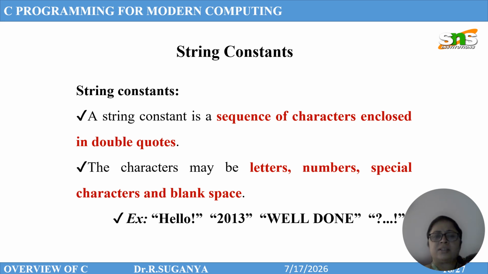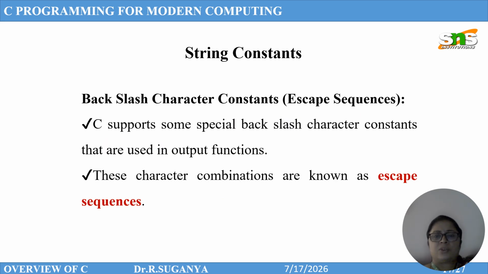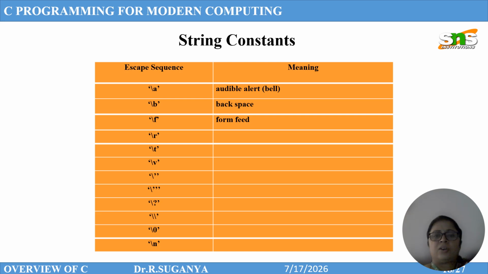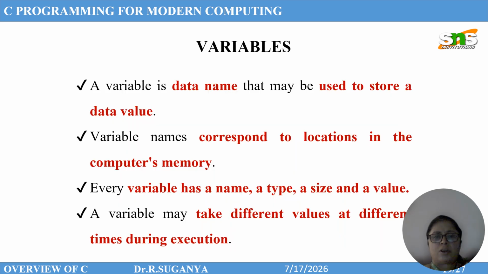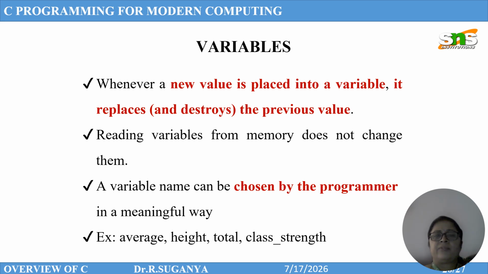Next are string constants. A string constant is a sequence of characters enclosed in double quotations: letters, numbers, special characters and blank spaces. Backslash character constants are escape sequences, and they support special characters. These are the main constants available. And about variable, it is a data name that may be used to store a data value. A variable can be like average, height, total, class10, as examples.